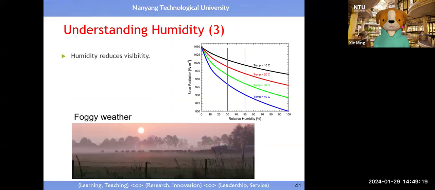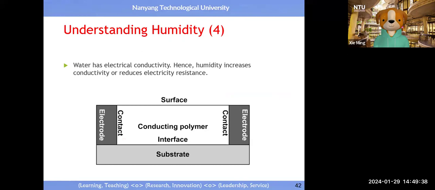And again, this slide helps you to understand that humidity is a function of temperature. You see, temperature goes 10 degrees, 20 degrees, 40 degrees, and the relationship between relative humidity and the presence of water vapor is different, right? So it means that humidity and temperature are strongly coupled together.